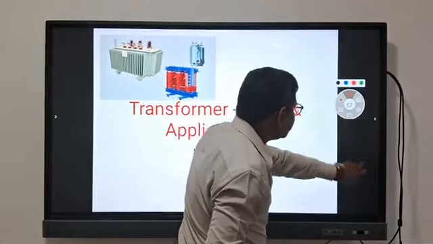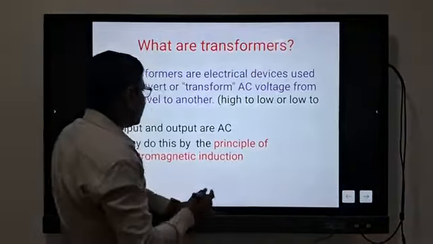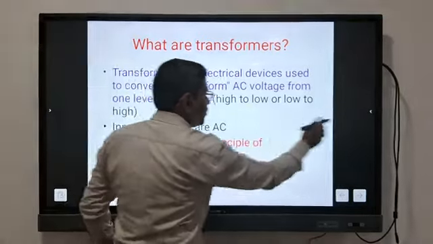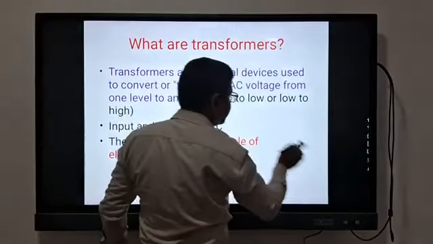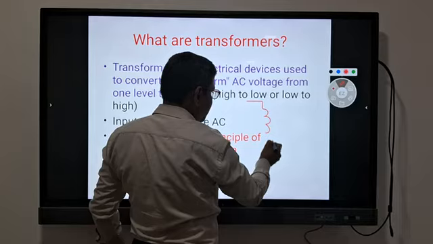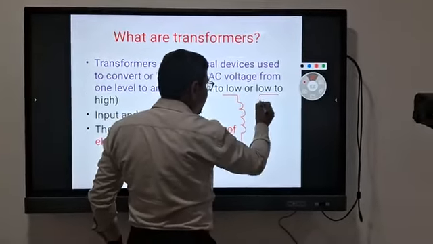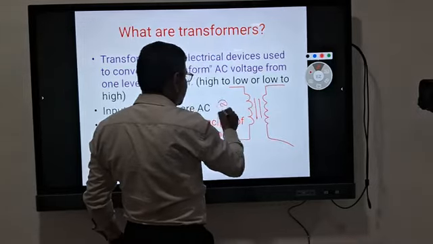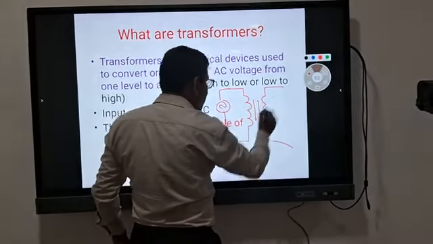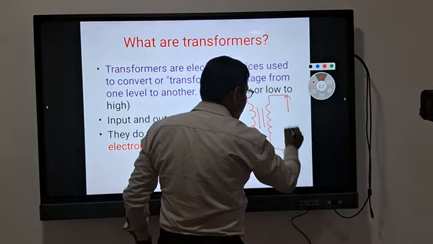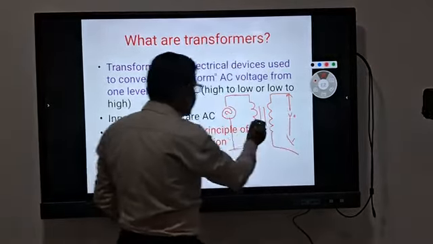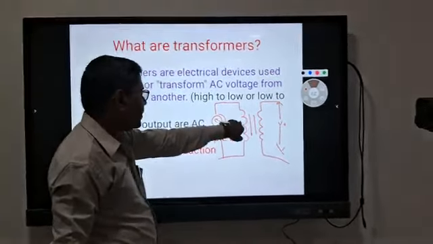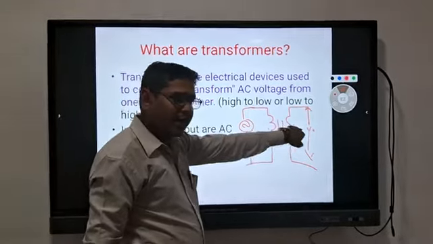That means, suppose this is the symbol of a transformer. It transfers energy from one circuit to another circuit. This one is your one circuit, that is called your primary circuit, and this one is your secondary circuit.